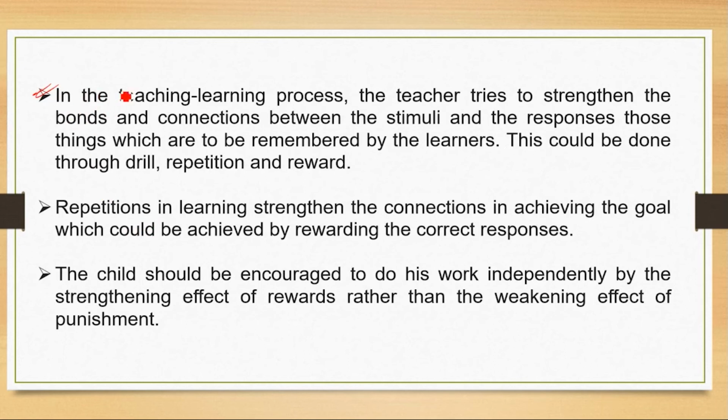The third one: in the teaching learning process, the teacher tries to strengthen the bonds and connections between the stimuli and the responses, those things which are to be remembered by the learners. This could be done through drill, repetition, and rewards. So this is the third implication that Thorndike suggested based on the trial and error theory and the three laws that it constitutes. The fourth one: repetitions in learning strengthen the connections in achieving the goal, which could be achieved by rewarding the correct responses. And the fifth implication is that the child should be encouraged to do his work independently by the strengthening effects of rewards rather than the weakening effect of punishment.